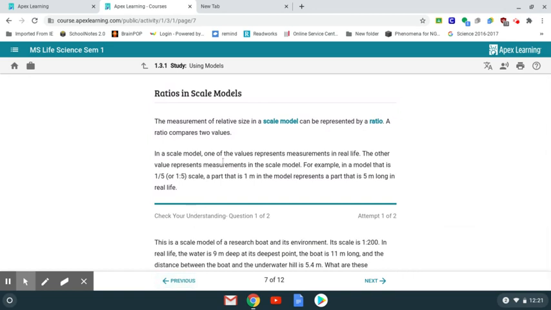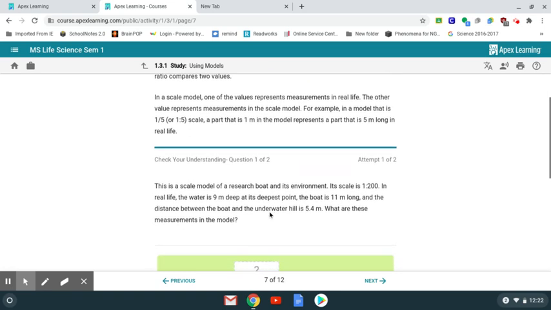Ratios and scale models. The measurement of relative size in a scale model can be represented by a ratio. A ratio compares two values. In a scale model, one of the values represents the measurement in real life, and the other value represents the measurement in the scale model. For example, in a model that is 1 to 5 scale, a part that is 1 meter represents a part that is 5 meters in real life. So if it's 1 to 10, my scale is 1 and the real life would be 10.